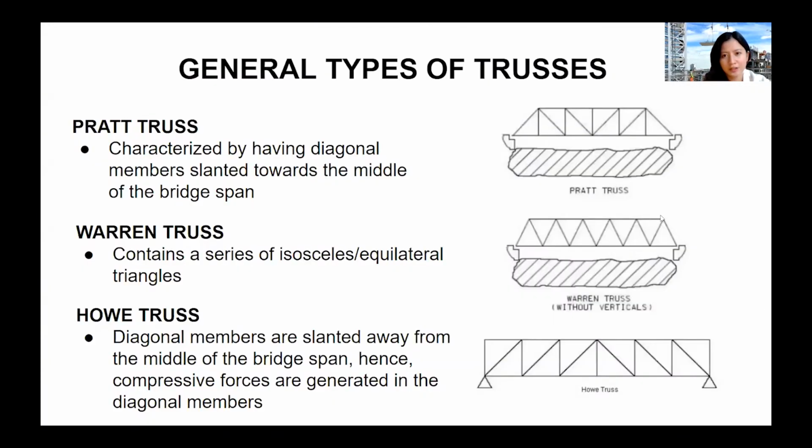The general types of trusses are the Pratt truss, the Warren truss, and the Howe truss. The Pratt truss has diagonal members which are slanted towards the middle of the bridge span like this, while the Warren truss has a series of isosceles and equilateral triangles. And the Howe truss is the opposite of the Pratt truss, which has diagonal members slanting away from the middle of the bridge span.